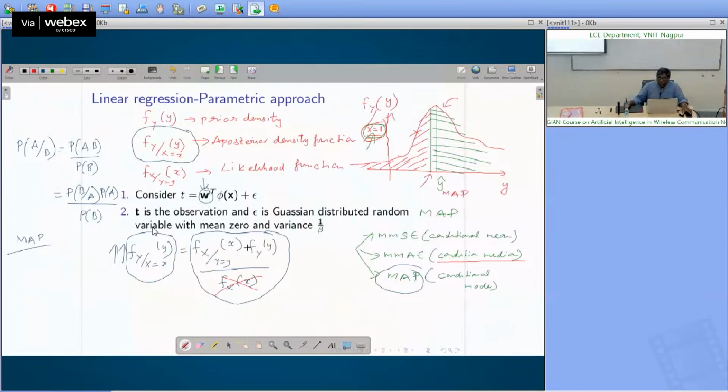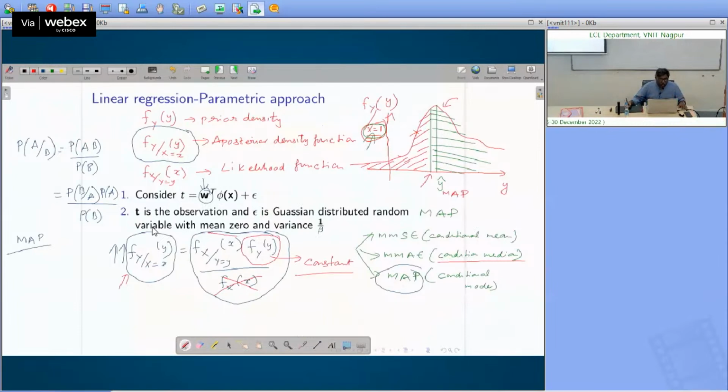Of course, the numerator plays the role, but this is the biggest assumption I'm going to mention now. This f of y of y, we don't know, and that's the problem. If I knew f of y of y, obviously I could get my posterior density function, then I could go for MMSE, MMAE, MAP. Remember that MMSE, MMAE, MAP are all the best solutions. You have to keep that in mind. But unfortunately, we are not able to get those in practice. So what we normally do is treat f of y of y as a constant, as uniformly distributed. It is just simply constant.